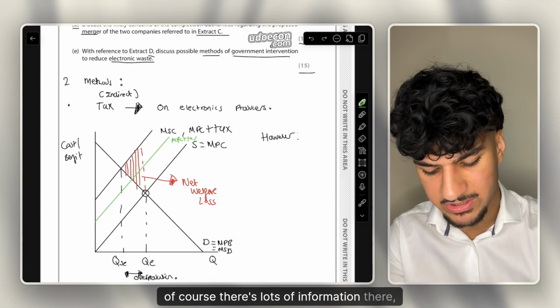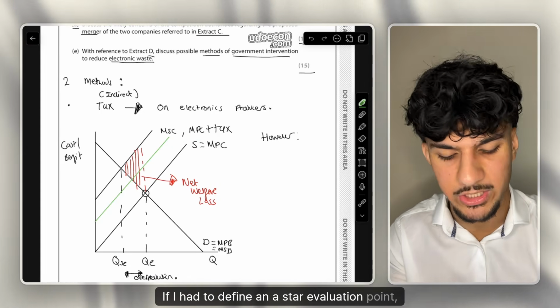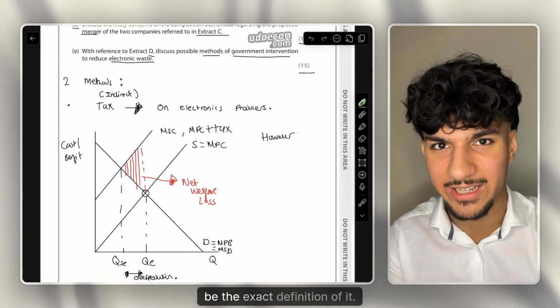But yeah, of course there's lots of information there, lots of key terms there, but if I had to define an A-star evaluation point, it probably would be the exact definition of it.